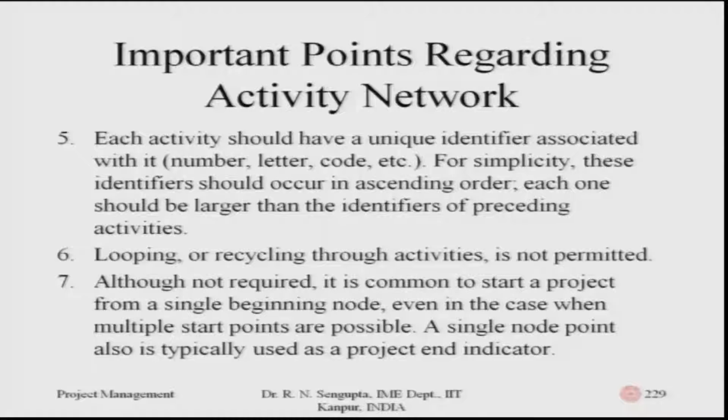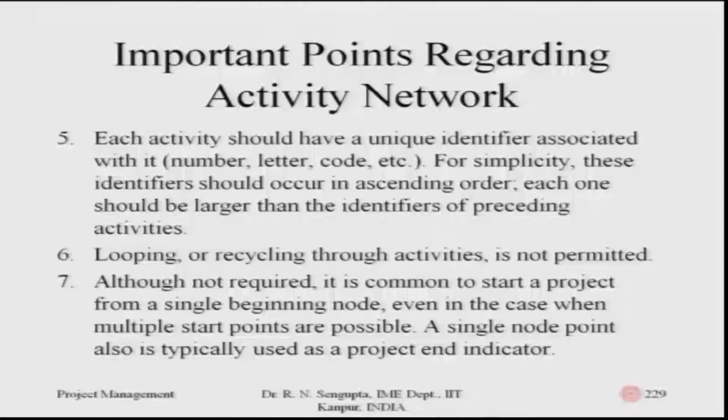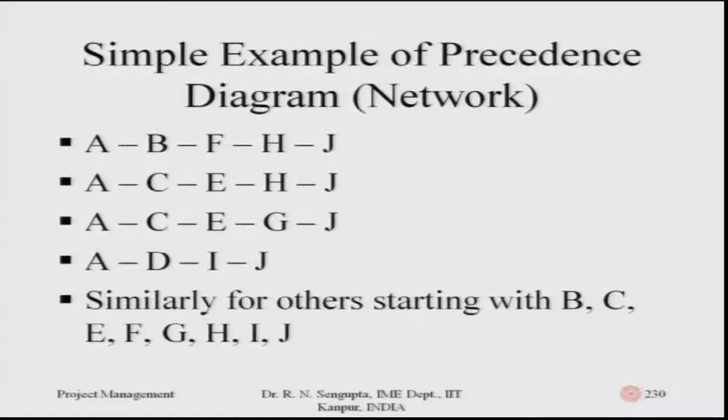Even though looping and cycling is not permitted, if you see this sixth point, remember that looping would be a part of the consideration when we go into GERT and Q-GERT concepts. That was one of the main books, by Pritsker, based on which we will try to cover these concepts. Although not required, it is common to start a project from a single beginning node, even when multiple start points are possible. A single node point is also typically used as the project end indicator to signify the project has ended. So consider a very simple example of a precedence diagram in the network concept.